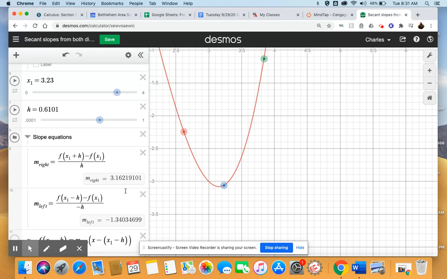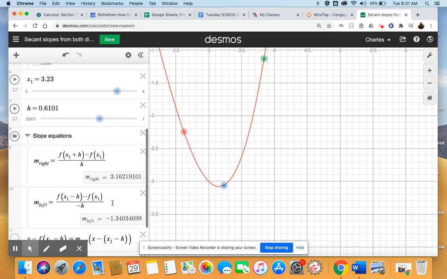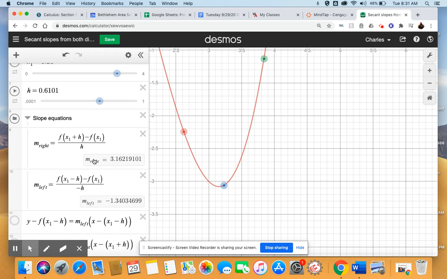There's a slope output here. I want you to pay attention to this slope here on the right and this slope here on the left as I move this h value. I'm going to start it all the way out here at 1. You can't even see the points. This one's at 5.2287. This one's at negative 2.15.